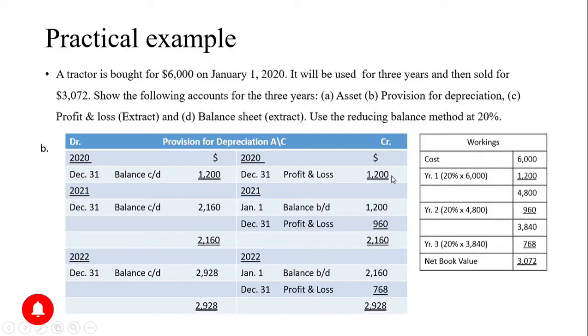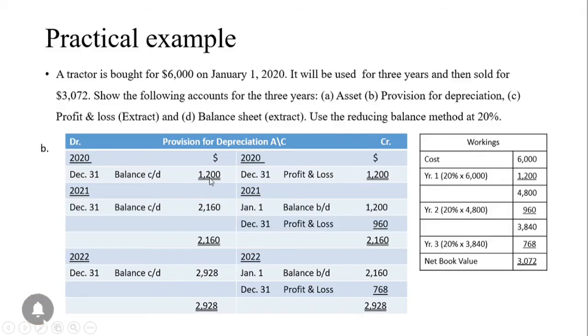Now, I do not have any more depreciation for 2020. Therefore, I will balance off my provision for depreciation account for 2020, right? So it's still 2020, still the end of the accounting period. Balance carried down on the account was 1,200, and I double line because the items are in the same line, right? And it's just one item, right?